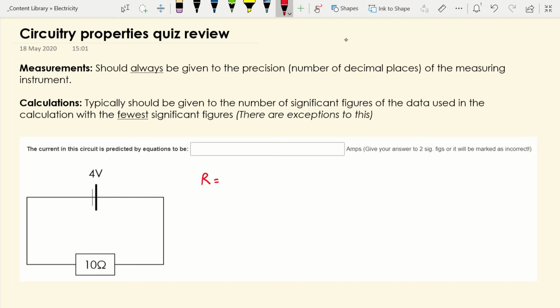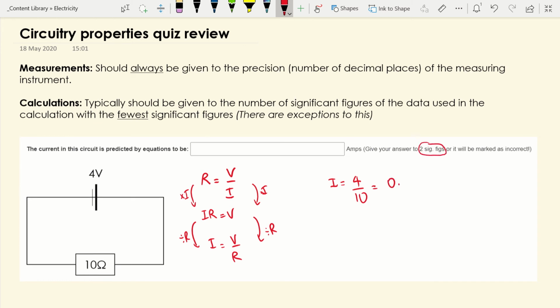We know that R is V over I. We want to calculate current. So the first thing I'm going to do is multiply both sides by the current so we can get it off the bottom line. So we've now got IR is equal to V, and then we're going to divide both sides by R. That will get us current by itself. So essentially, to calculate current, we're going to do the potential difference divided by resistance. So current is going to be 4 divided by 10, and it wants us to give our answer to two significant figures. So that is going to be 0.40 amps.